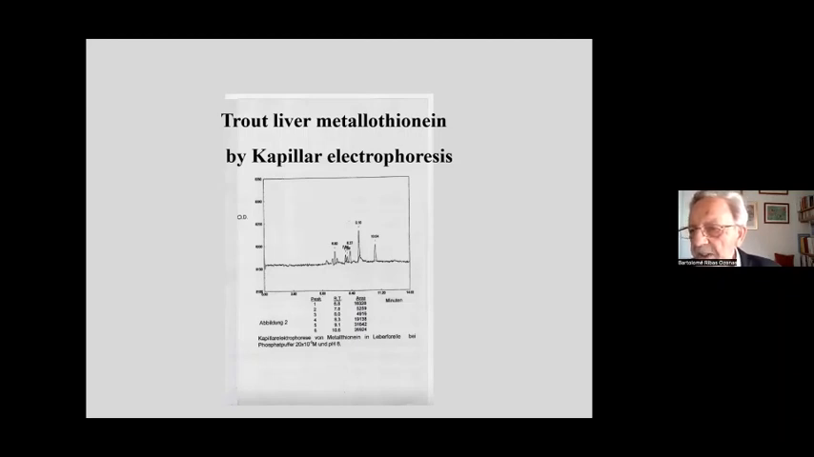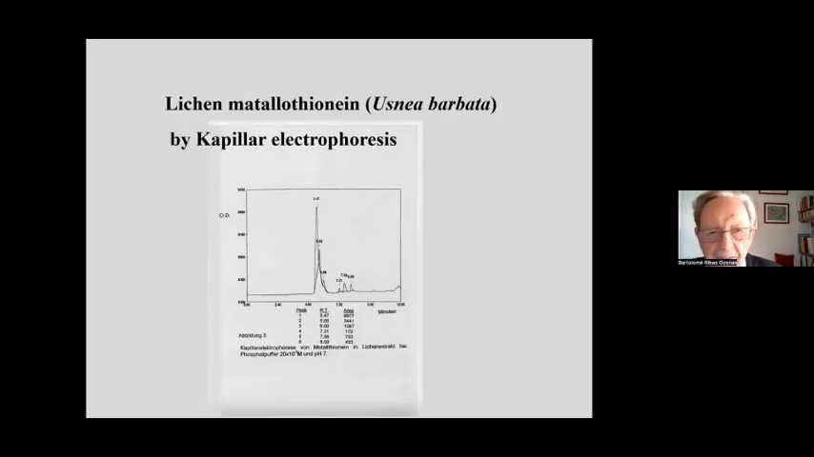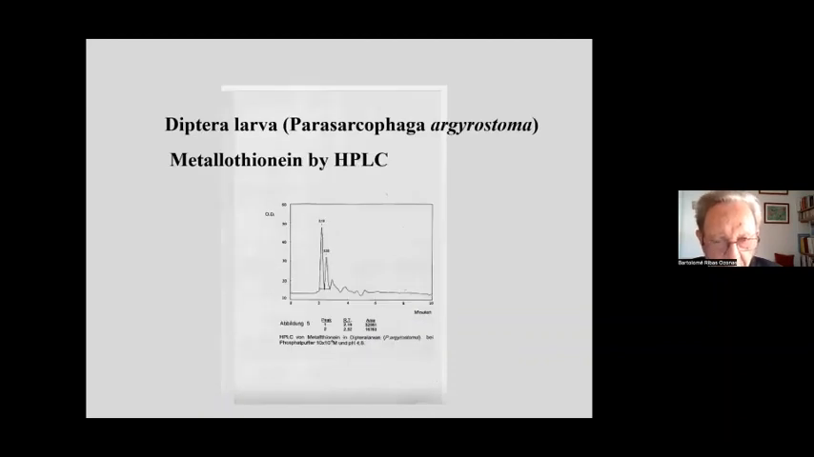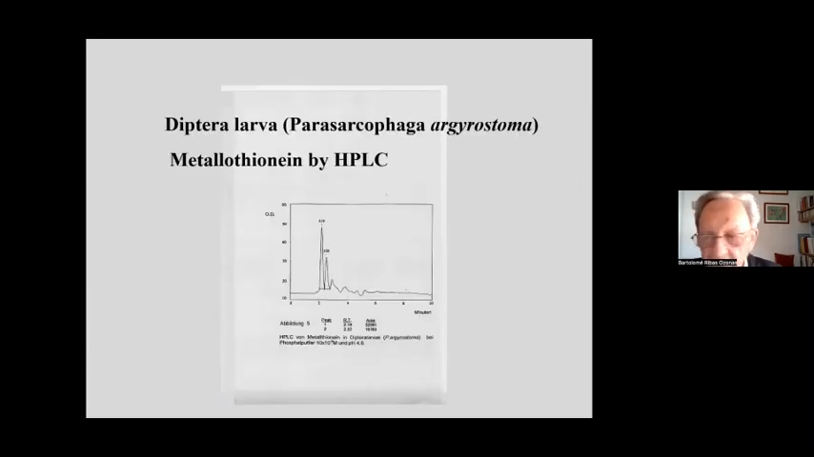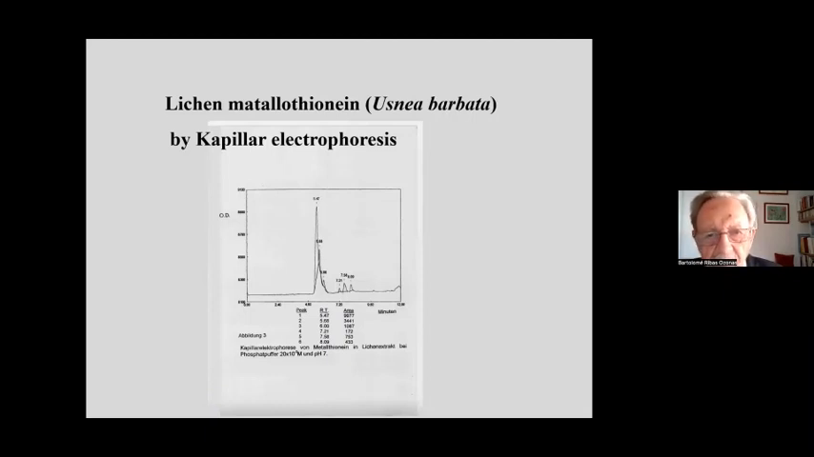And finally, the Diptera larva Parasarcophaga argyrostoma, the common fly. The next one, please. In Parasarcophaga argyrostoma, the fly cultivating in our laboratory. And finally, we observe isometallothionein present in all animal and plant species; it has not been found in Anodonta.